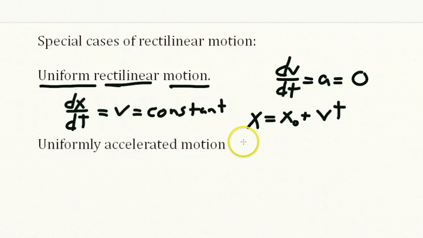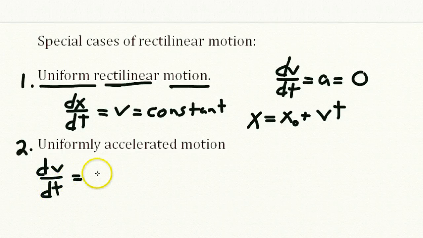Now the second special case. We've got the first special case, and that term means something special, uniform rectilinear motion. The second term also means something special, uniformly accelerated motion. Uniformly accelerated motion means this: the acceleration, which is dv/dt, or the second derivative of the position, is going to be a constant.